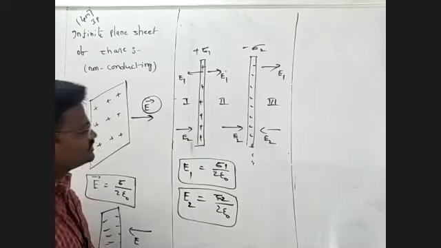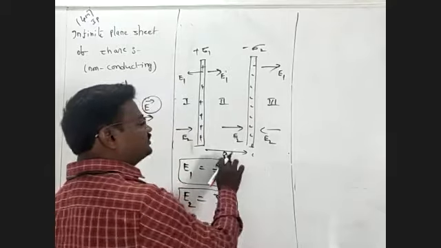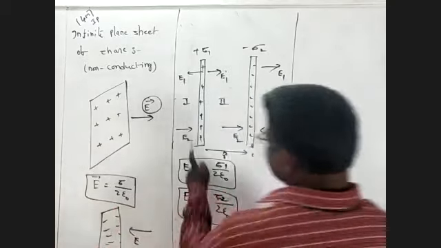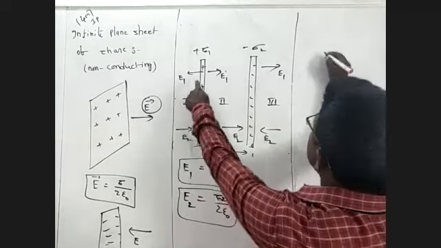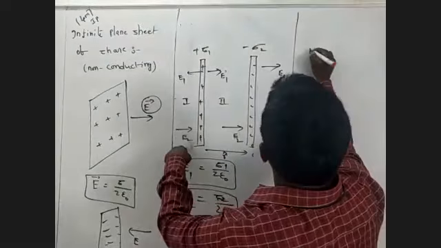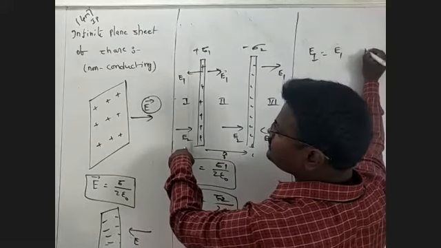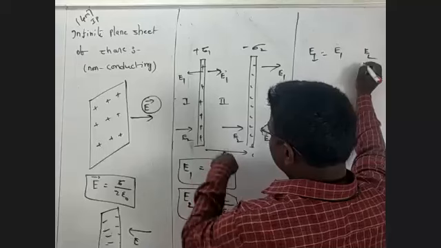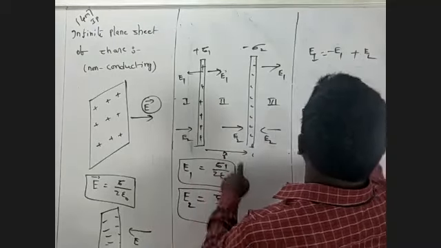Reason number 1: the direction of electric field is always from positive to negative. Keep this in mind. This is left to right, the direction is from the left to the right plate. So E1 and E2. E1 and r cap are in opposite directions, so minus. E2 and r cap are in the same direction, so plus.